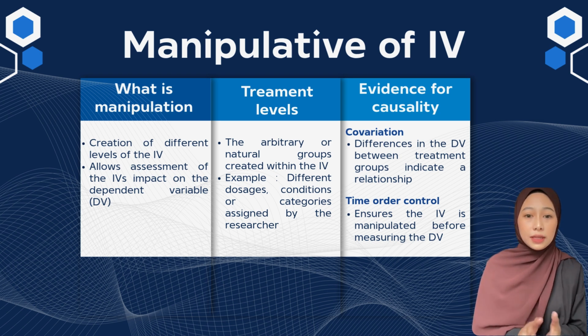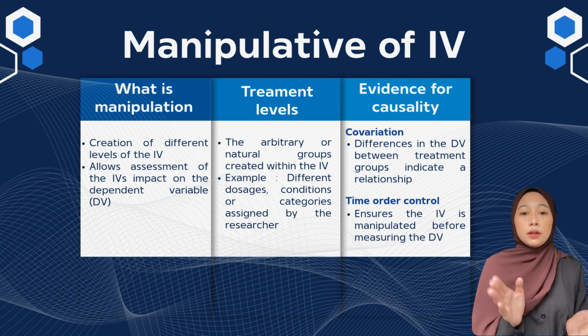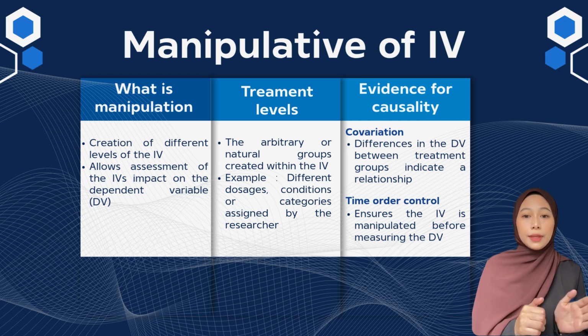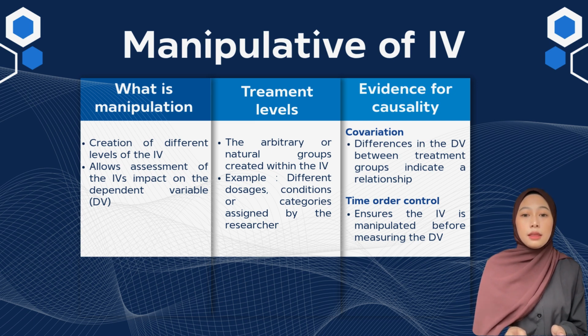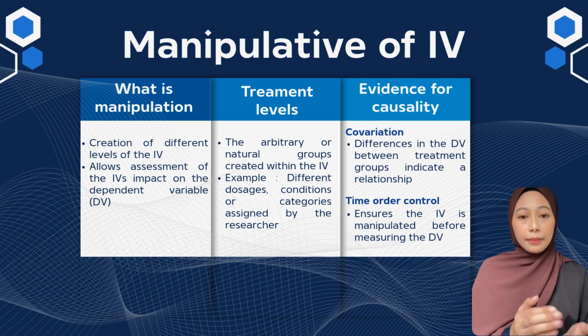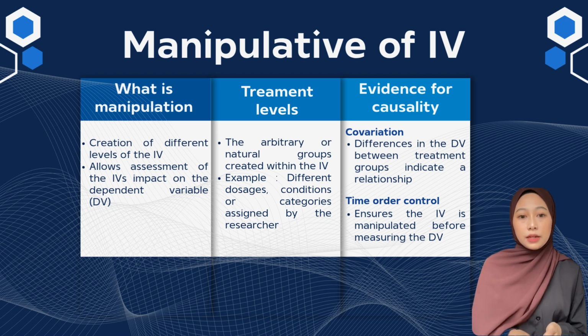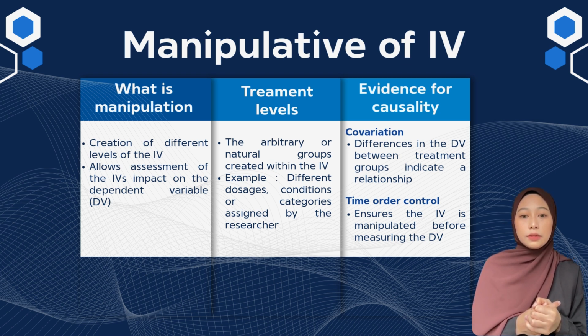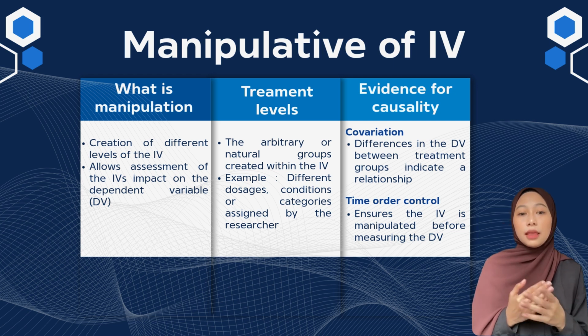So number 2 is treatment level. So definition: these are the different categories or groups within the IV that participants are assigned to. They can be either arbitrarily defined by the researchers or reflect naturally occurring groups, also known as experimental conditions or groups. Type, first is arbitrarily created by the researcher for experimental control.